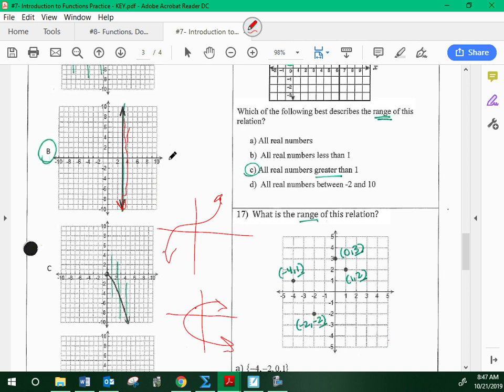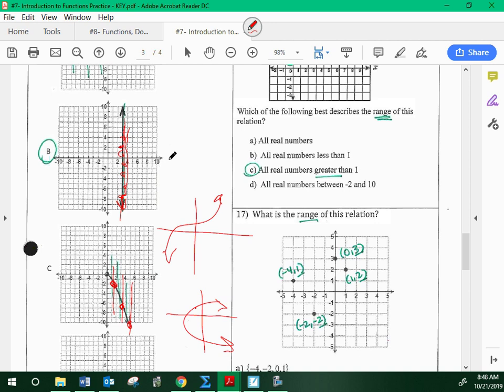You can see here when I draw my vertical lines, it only hits once. So we want it to only hit once. When I draw my vertical line here, it hits everywhere along here. So it hits infinite times actually, so not a function. Are there other questions with these problems?